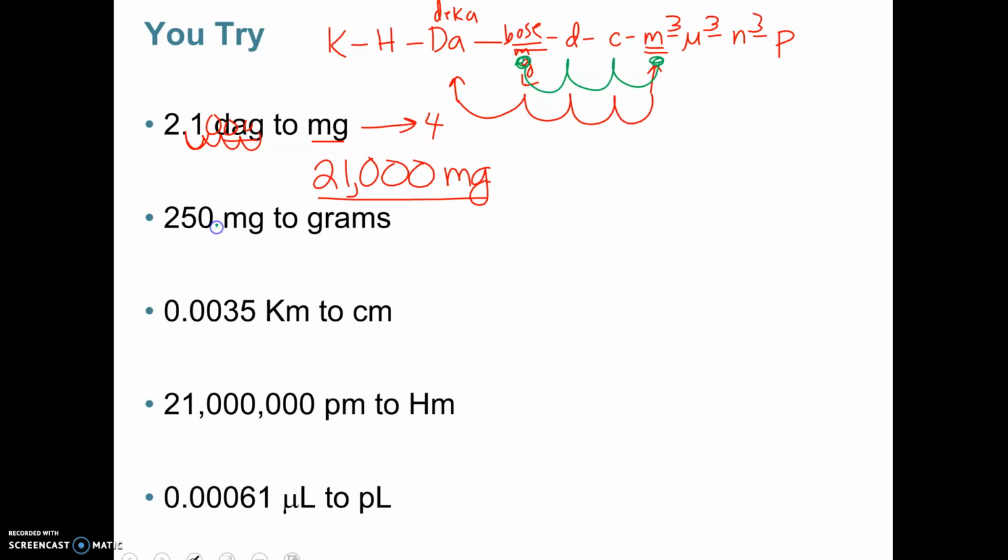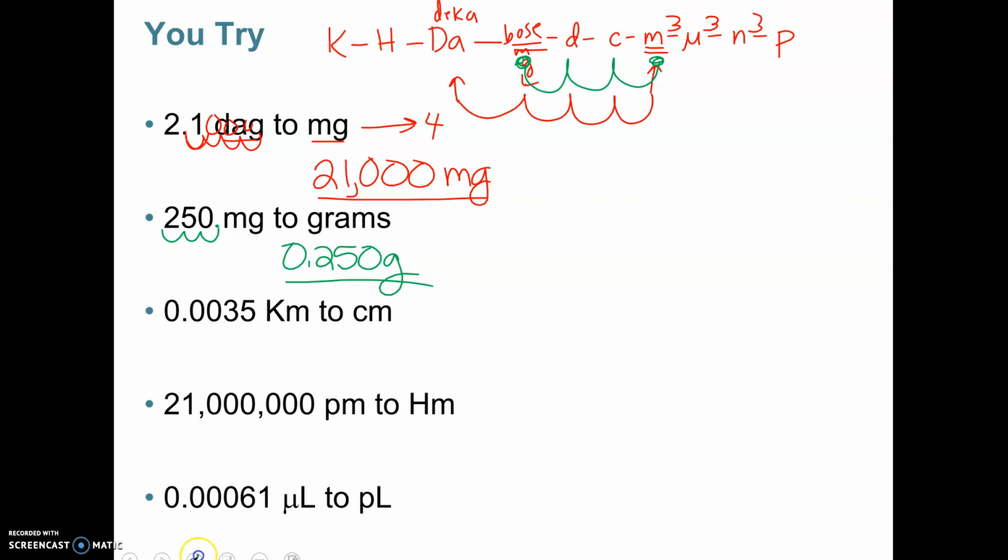My decimal in this number would be at the end. Hopefully you know that from your math: that in a whole number, the decimal, even though you didn't see it, is there. 3 to the left, 1, 2, 3, 0.250 grams.